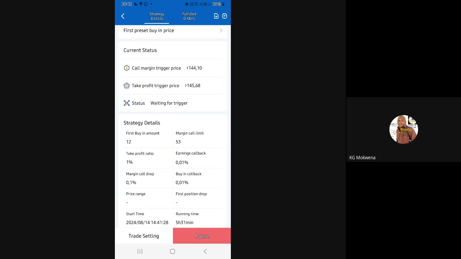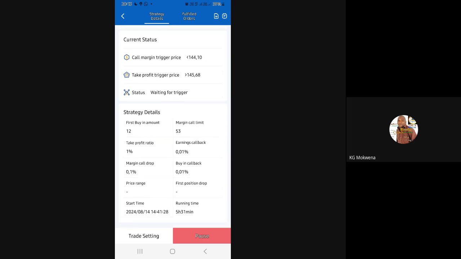Your margin call drop is related to call margin trigger price. Call margin trigger price, it's because of depreciation. It's because of fall, you know, reduction in price is the one that causes that to happen. So when the market goes down, a margin call will be triggered in this case, according to the parameters that we have there.